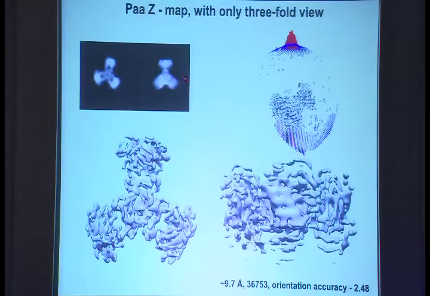Then I took only these views here, which are from the top and the bottom. You can see that most of the views in the distribution are here, and the resolution is very poor. You can see this as anisotropic resolution.